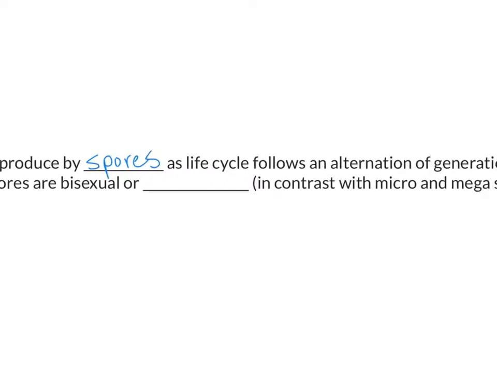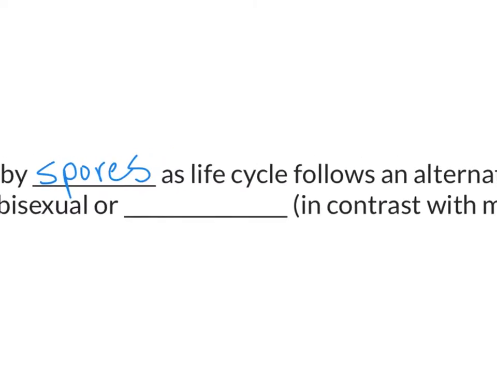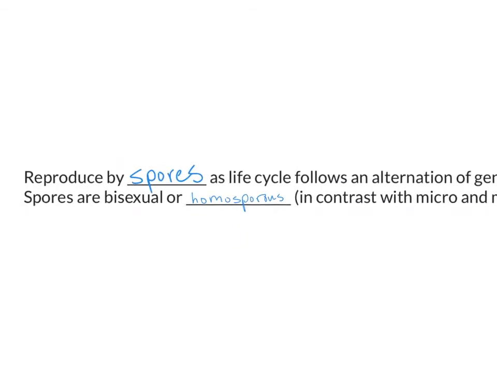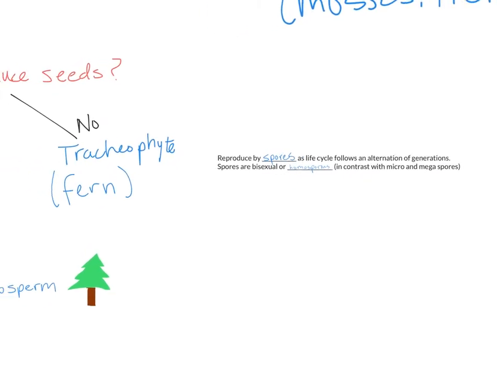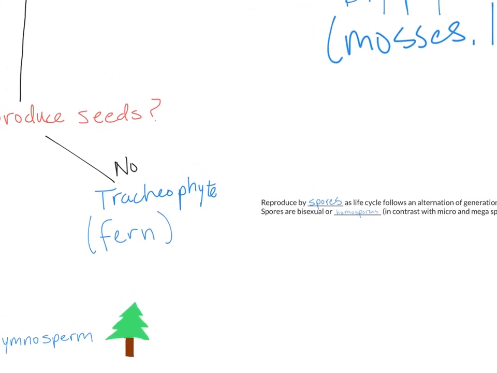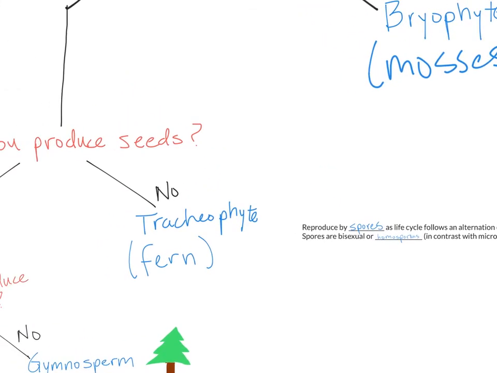The spores of ferns are bisexual, or the other word for that you should know is homosporous, as compared to plants that produce spores that are male or female, or micro or megaspores. So male spores are microspores, female spores are megaspores, and that's also been discussed in a previous video. But the spores of ferns are bisexual, so they're homosporous.